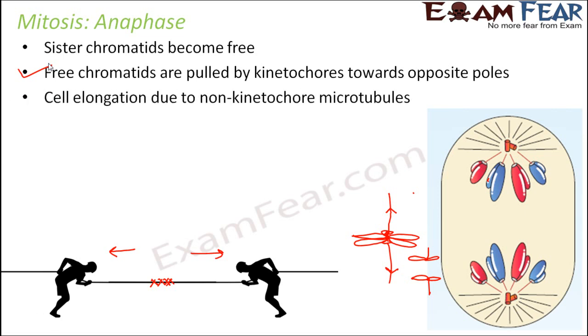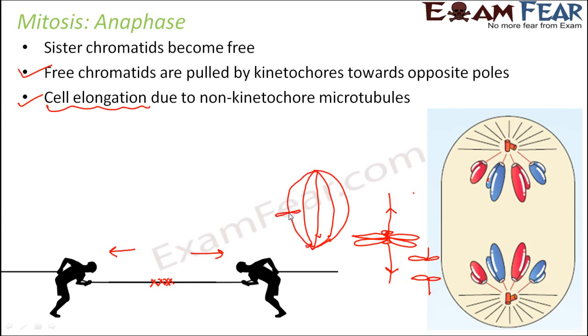What else happens here? The cell elongates. How does the cell elongate? While I was talking about the spindle fibers, I missed telling you one thing. There are two types of spindle fibers that are formed. When the spindle formation takes place, some of the spindle fibers are not attached to any of the kinetochores. Let us suppose this is how the spindle fiber is formed. Just for example, I am telling you.